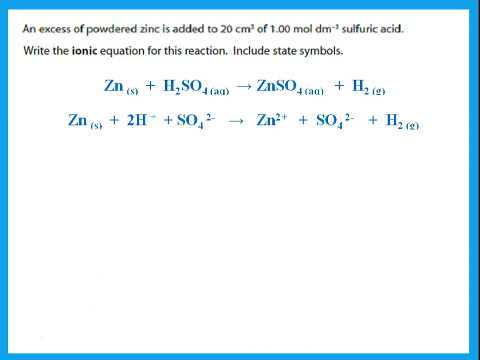Sulfuric acid becomes 2H plus and sulfate 2 minus. Zinc sulfate becomes zinc 2 plus and sulfate 2 minus. Hydrogen is a gas, so it is not ionized. Cancel whatever is the same on both sides of the arrow. I have only sulfate that's exactly the same, and I'm left with this as an ionic equation.